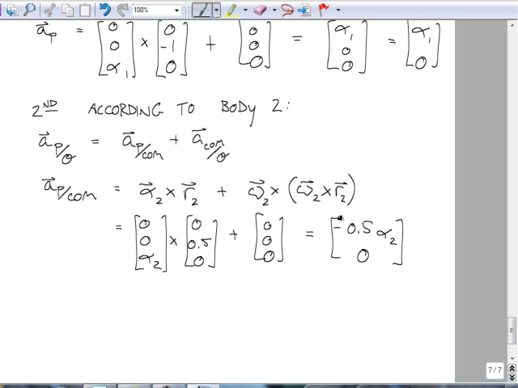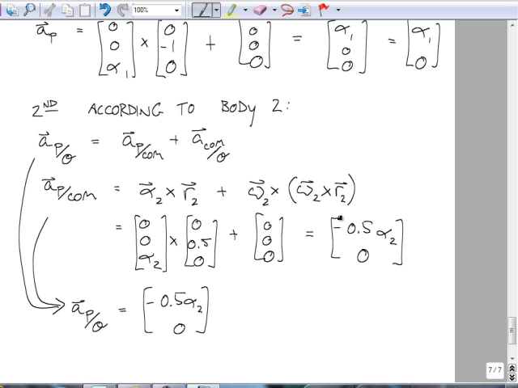But now we've calculated the acceleration of P, assuming the center of mass is fixed. Now we're going to use this relative motion equation. And so the acceleration of P relative to the origin is what we just calculated, 0.5 alpha 2, 0, plus the acceleration of the center of mass, x and y, and finally our constraint says this is equal to this.